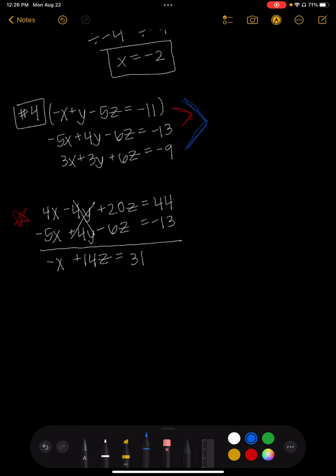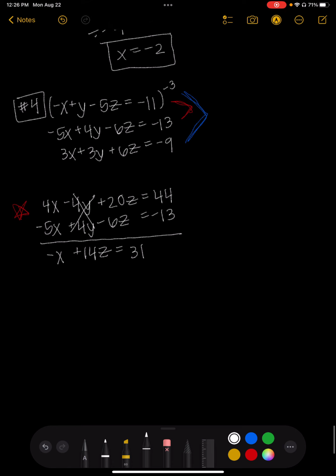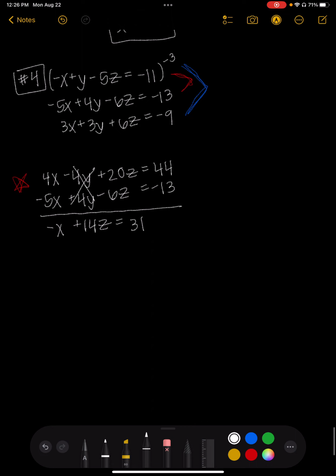So for the blue equations, what we're going to do is multiply the top equation by a negative 3. The reason I'm choosing negative 3 is because if I multiply by negative 3, the y's from the top and the bottom should cancel out. So when I multiply that top equation by negative 3, I should get 3x minus 3y plus 15z equals 33. Then I'm just going to rewrite the bottom equation, 3x plus 3y plus 6z equals negative 9.